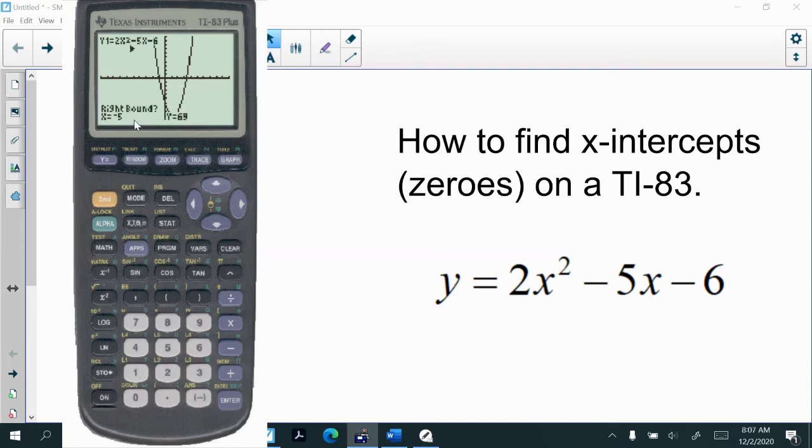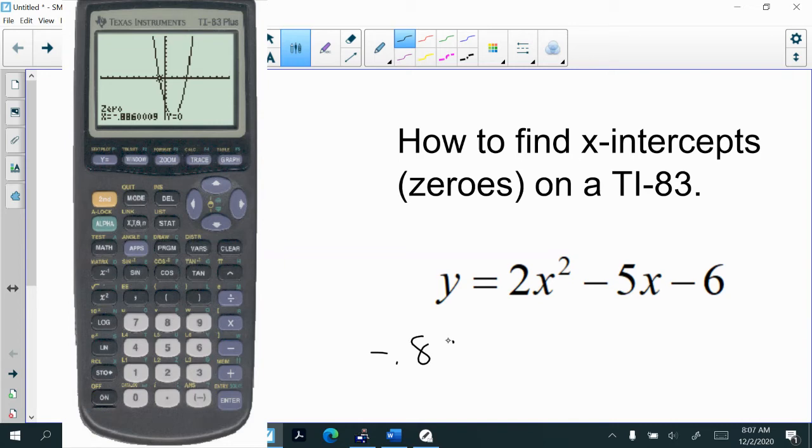Next, it's asking for a right bound. In other words, it's asking between what areas do you want me to look? Well, I'm going to say it definitely seems to cross before I get to, I don't know, 1. So I hit 1 there. And lastly, it asks for a guess, and all I need to do is hit enter. And here you go. Now it says that my 0 is going to occur at that point, so I'm just going to say that I've got a 0 at -0.886. Okay, so that's one of my zeros.